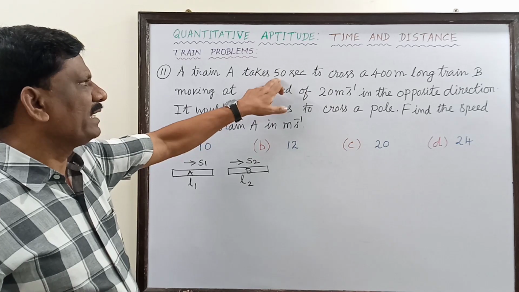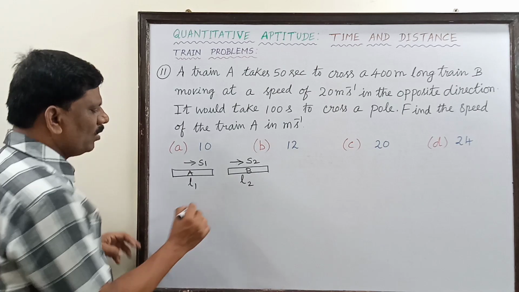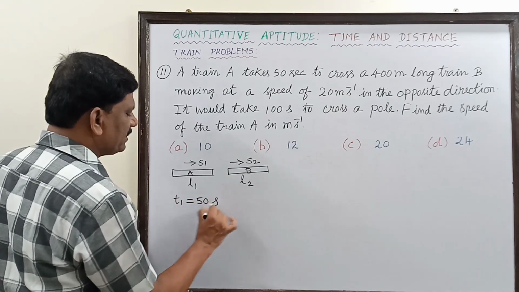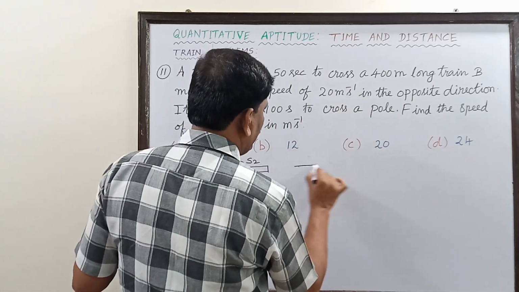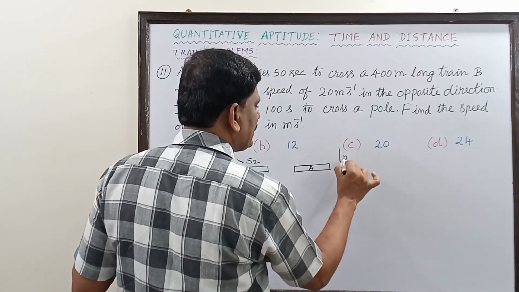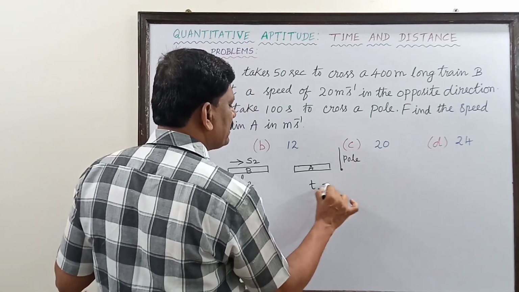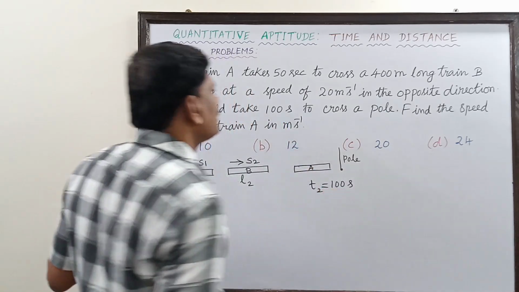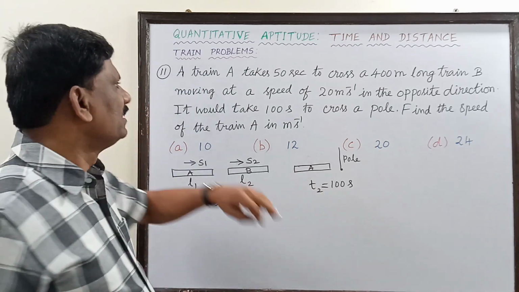In the first situation, it takes 50 seconds to overtake. So I will take T1 is equal to 50 seconds. This is the first case. Now in the second case, only the first train A comes into the picture and it crosses a fixed pole, a fixed object, in a time T2 equal to 100 seconds. So T1 is 50 seconds and T2 is 100 seconds.